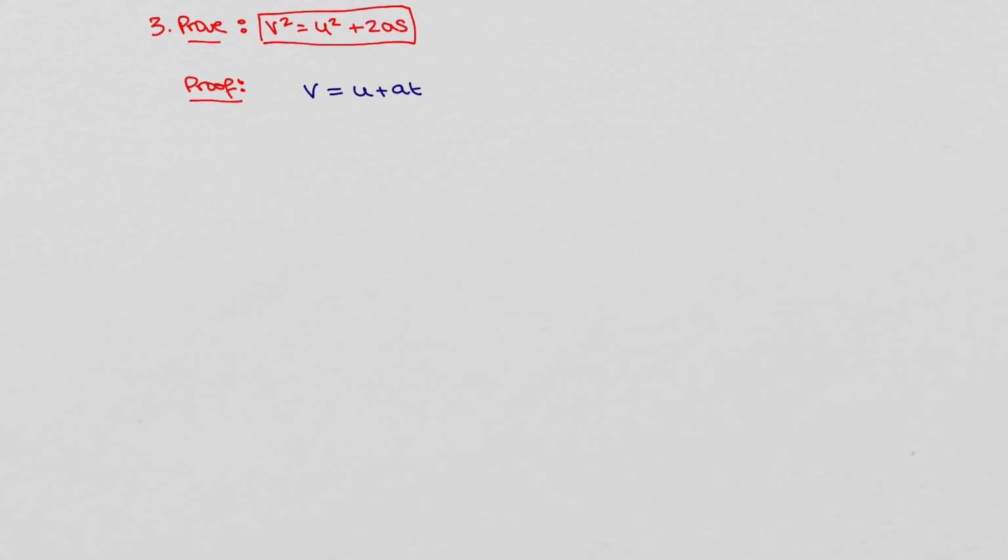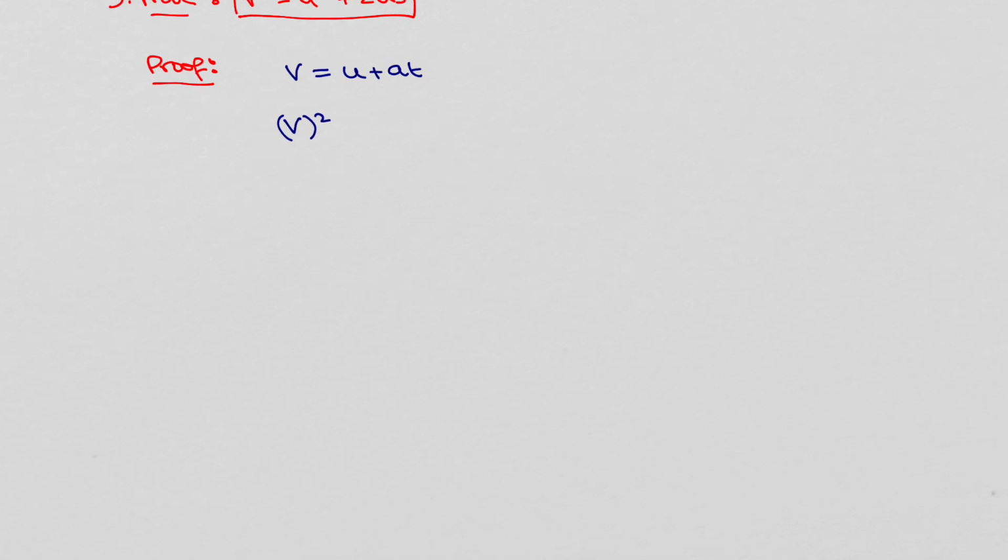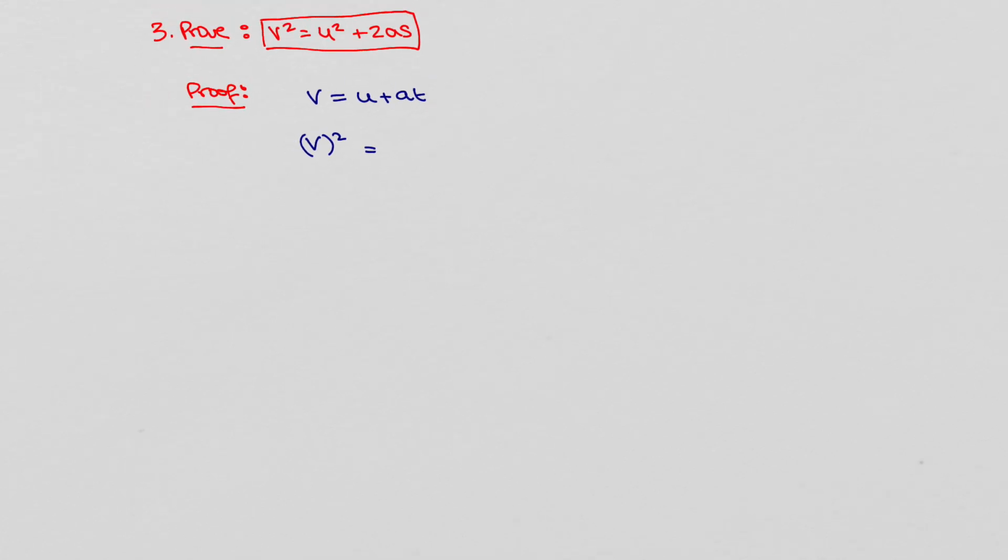Now clearly I can see that I need a v squared in this equation. So to get a v squared, I'm going to have to square the left-hand side. But if I square the left-hand side, I have to do the same to both sides. So what I do to one side, I must do to the other. And therefore, if I square out the right-hand side, I square the first term, so u by u is u squared. I multiply my terms and double it, so that's going to be 2uat. And I square the second term, which is at to be squared. So remember that it's at by at, which is a squared t squared.